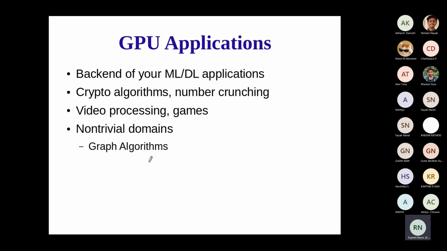Okay, I'm going to talk a little bit about the applications part, what we do in the group, just to tell you what are the other research directions that you can think about. First thing is all our ML DL applications, the backend is going to be your GPU, right? Because there is so large parallel processing happening, plus there is large amount of data that we need to exploit parallelism. And therefore, all of these applications, your TensorFlow, etc., all of these computations are going to be using GPU as the backend, right?